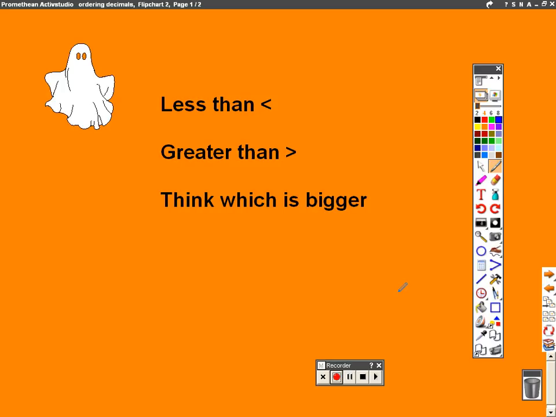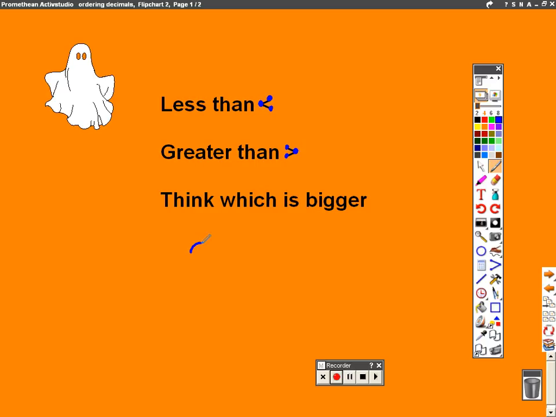In this video, we're going to work on comparing and ordering decimals. So there's a couple symbols that you need to know. We have the less than symbol, and I remember this because 1 dot is less than 2. Greater than, 2 dots are greater than 1. You might have also heard that the alligator wants to eat the bigger piece of food. Think which is bigger, less than or greater than.